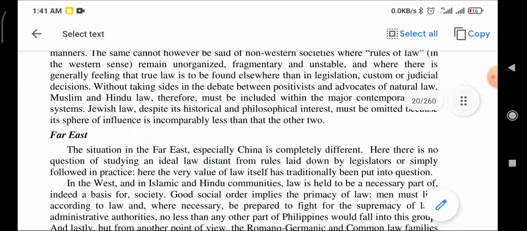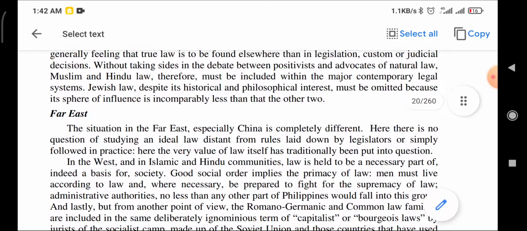Far East. The situation in the Far East, especially China, is completely different. Here there is no question of studying an ideal law distant from the rules laid down by the legislator or simply flawed in practice. Here the very value of law itself has traditionally been put into question. In the West, in the Islamic and the Hindu communities, law is held to be a necessary part of, indeed a basis for, society. Good social order implies the primacy of law.